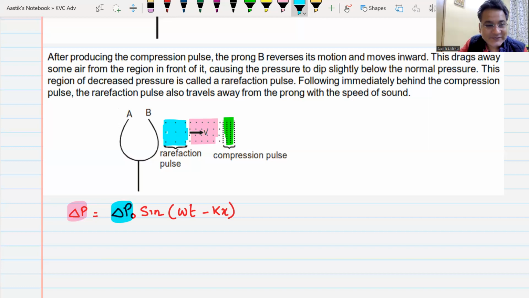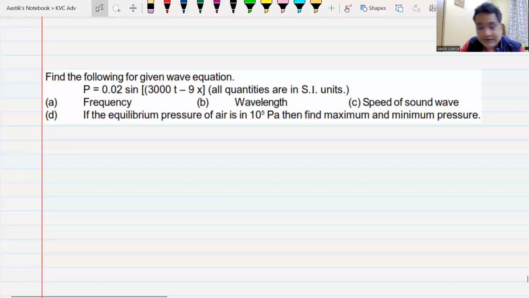Then, sir, a question comes for you. Apart from this, everything remains the same. The equation of the wave remains the same, the terms remain the same. This is the question that has come on your request.